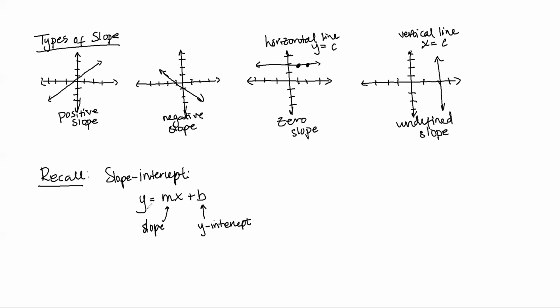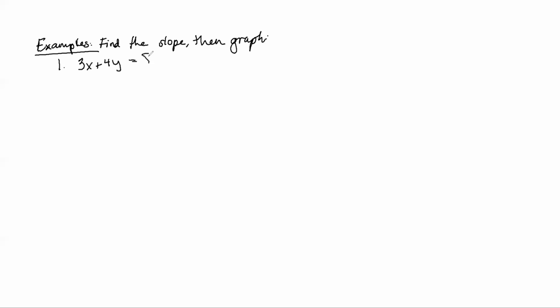All right, so now what we're gonna do for our next set of examples is we're told to find the slope. So examples. Find the slope, then graph. So number one here, we're given 3x plus 4y equals 8.